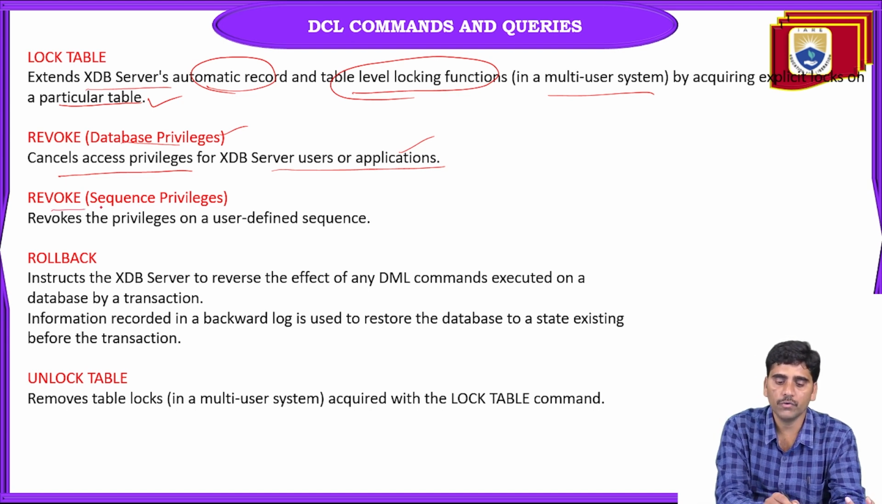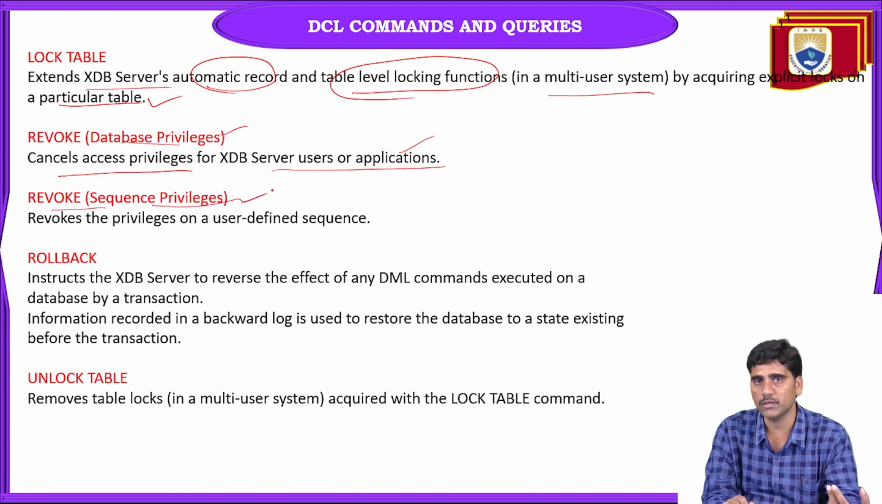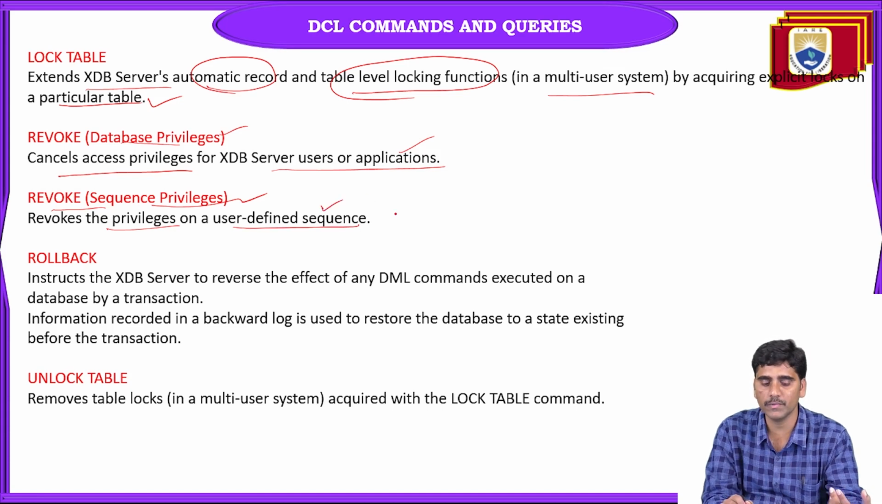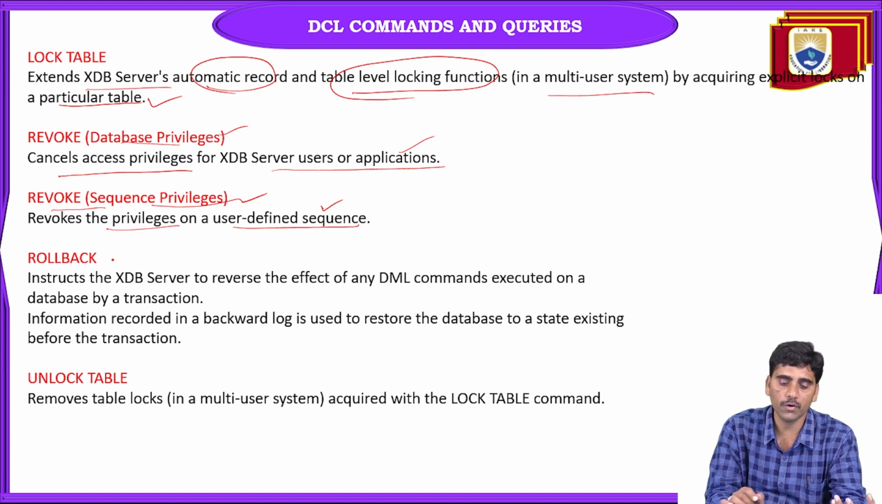The next, revoke sequence privileges. It revokes the privileges on a user defined sequence. That means rolling back the permissions, rolling back the privileges from the users on a user defined sequence.